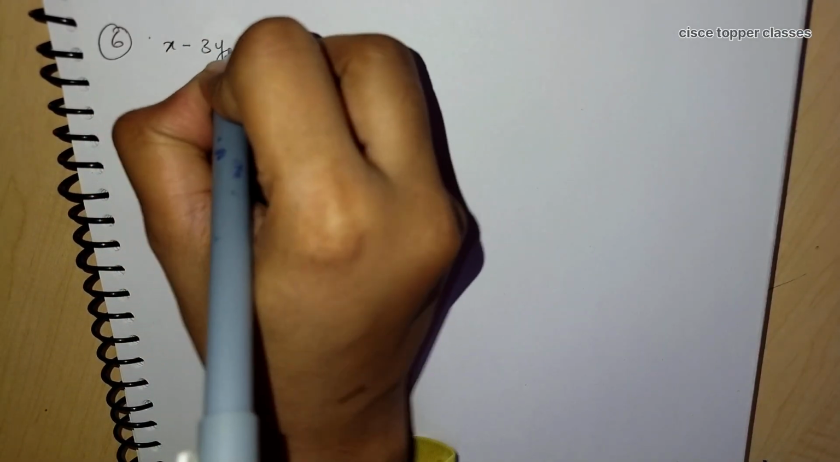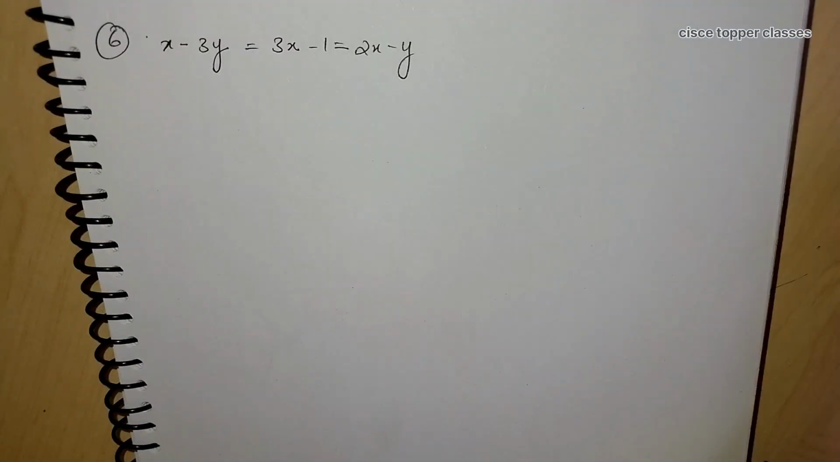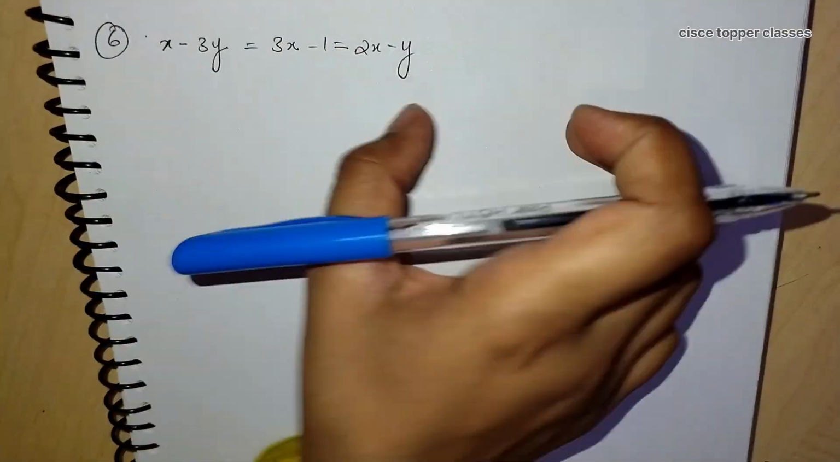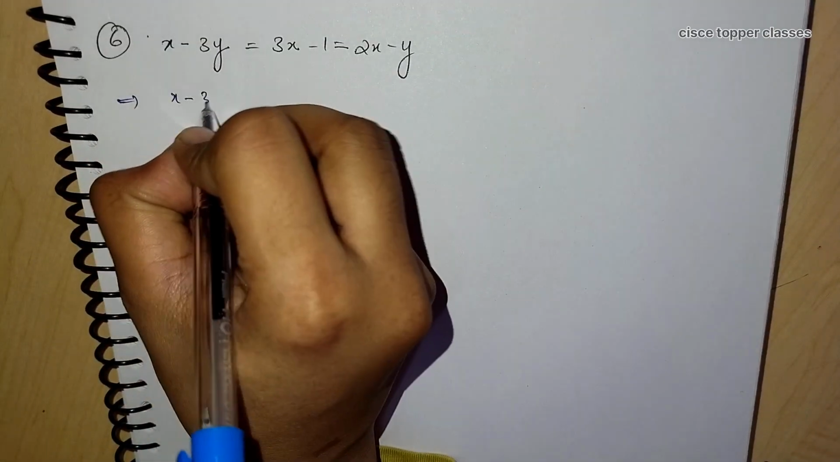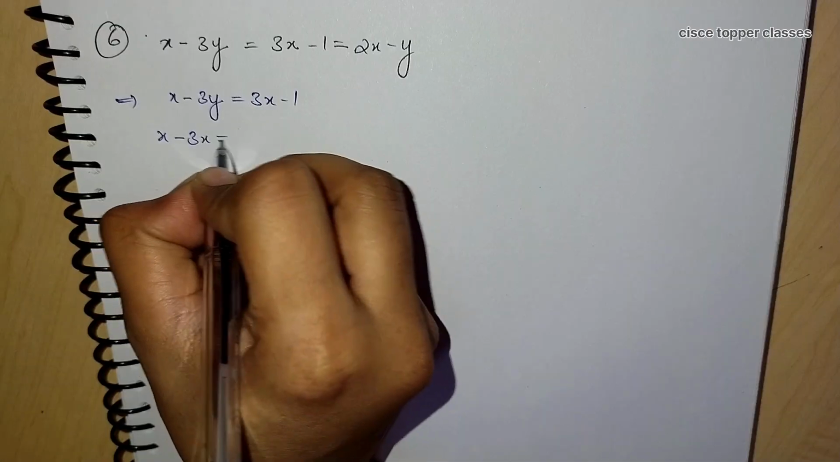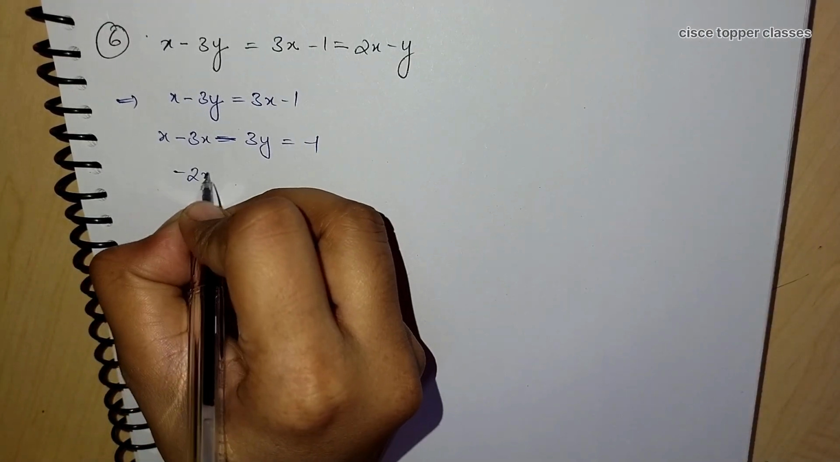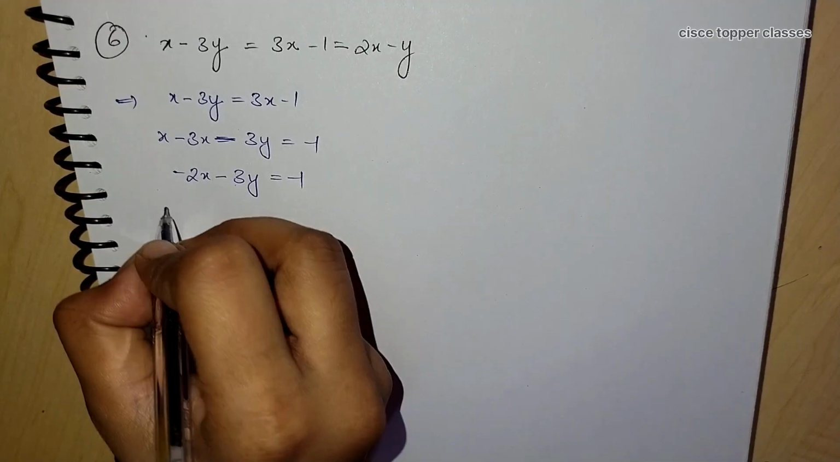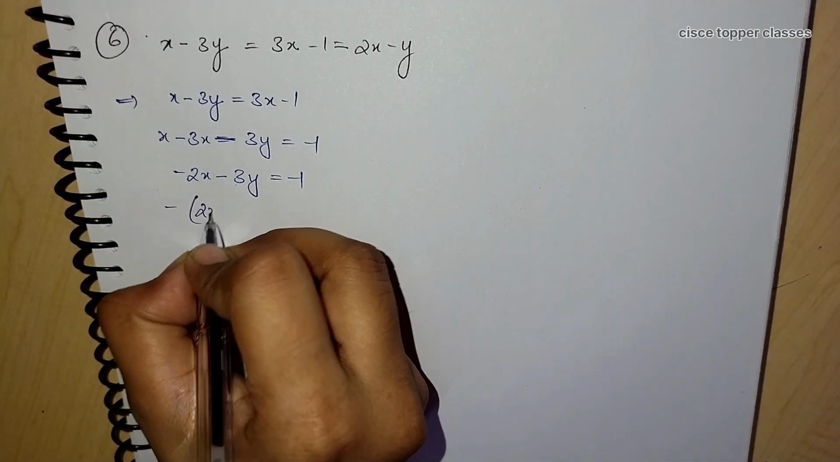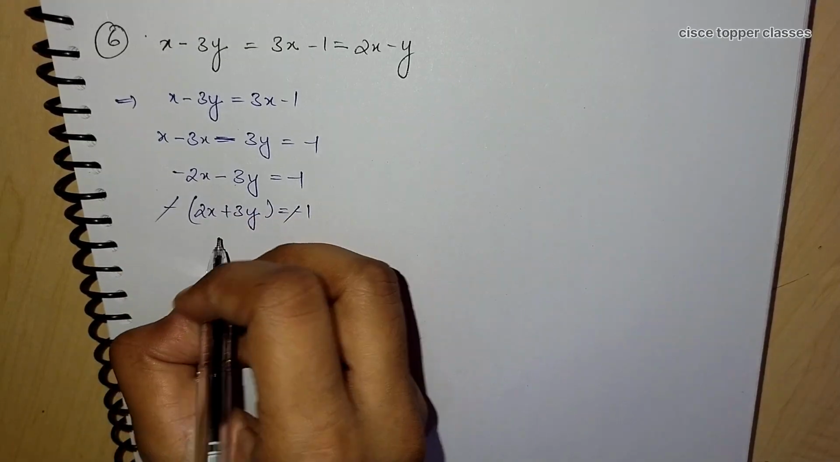Now let us solve the sixth question here, which is x minus 3y equal to 3x minus 1 equal to 2x minus y. Now we can simply take out one equation to solve it. So x minus 3y equal to 3x minus 1. Here x minus 3x is equal to minus 2x, minus 3y equal to minus 1. Minus when we take common, so 2x plus 3y equal to 1.